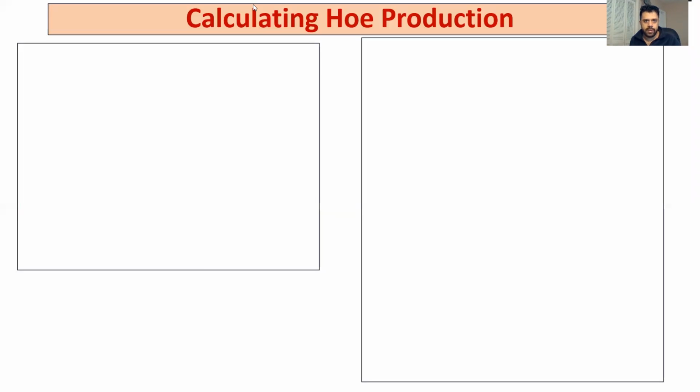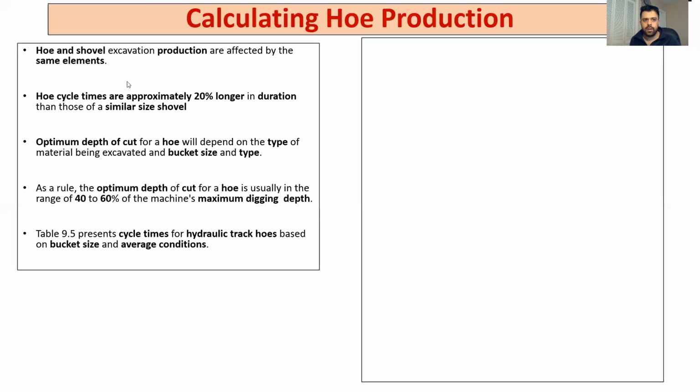So this slide is about how we can calculate the hoe production. Hoe and shovel production are pretty much the same. We have talked about front shovels, and there will be one question in the homework about it. Hoe cycle times are approximately 20% longer in duration when compared with a similar size shovel. It means shovels are quicker machines. This machine's cycle time is longer.